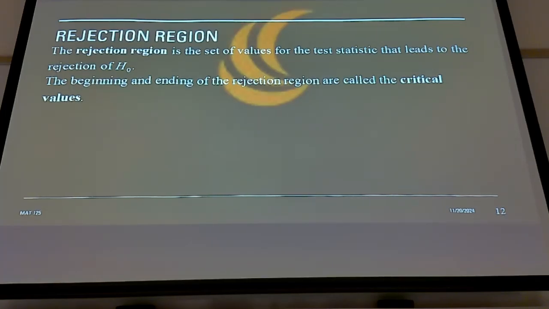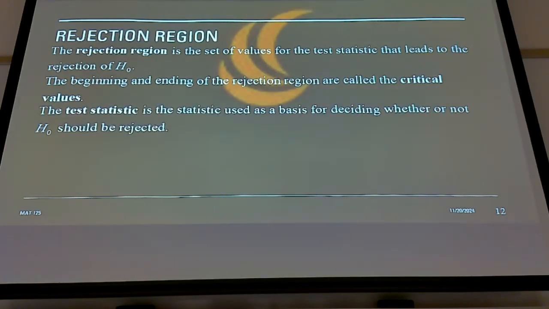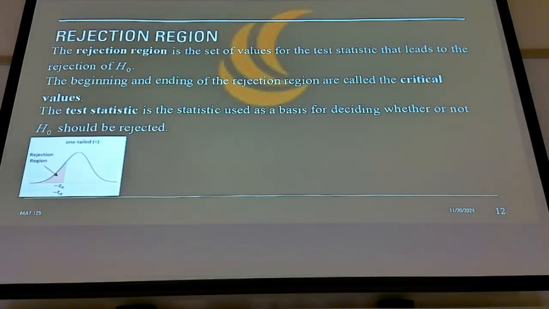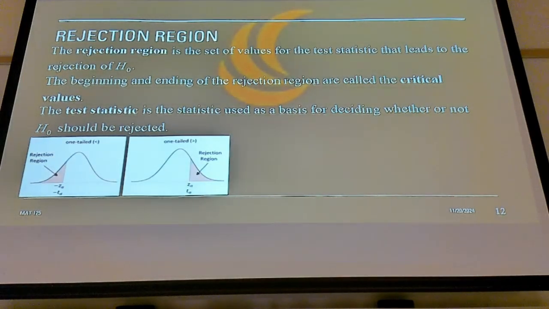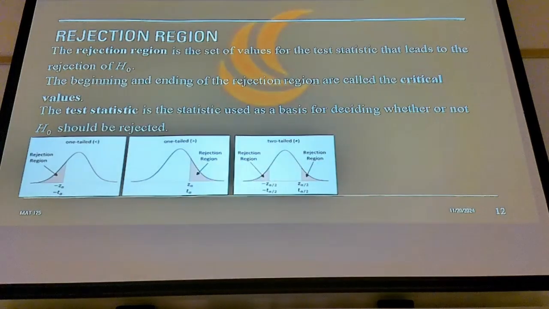That sounds familiar. Right, test statistic is the statistic used as a basis for deciding whether or not H naught is rejected. So this would be a left-tailed test. Right, notice the rejection region is the left. This would be a right-tailed. And this is the two-tailed.